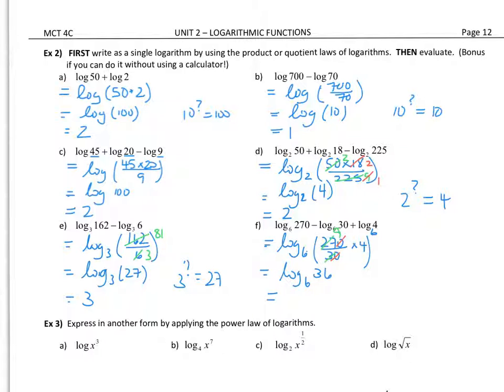Now, if you need to be using your calculator for this, it's okay. But ideally, we want to improve our mental math skills. All right, 6 to what exponent gives you 36? The answer is 2. 6 squared is 36.